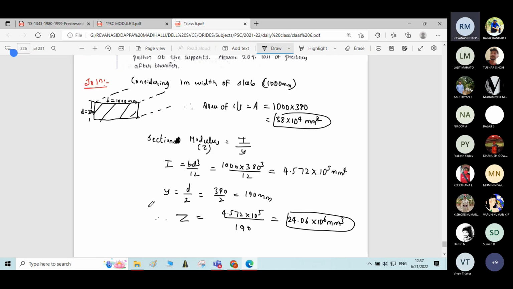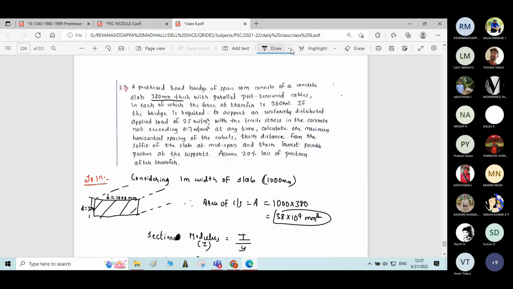Now, here he has given one condition. That condition is: a pre-stressed road bridge of span 10 meters consists of concrete slab, 380 mm thick, parallel post tension cables, in each of which force at transfer is 360 kN. If the bridge is required to support a uniformly distributed applied load of 25 kN per meter square, with the tensile stress in the concrete not exceeding 0.7 Newton per mm square at any time. This is very important. At any time.